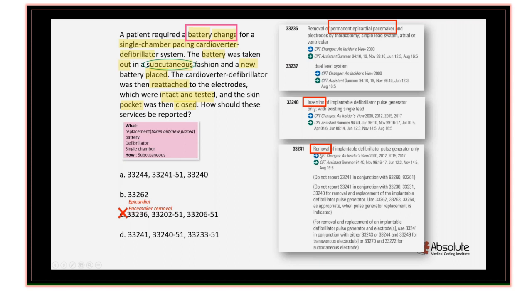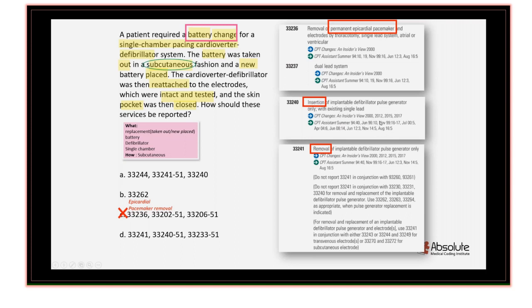That is for the removal. So you put them together, insertion removal, kind of makes sense too. And this is for your generator. So you have your generator there and then you have your generator there also. Something is fishy there. So if you look again at your code descriptions, both of them are coding for pulse generator.